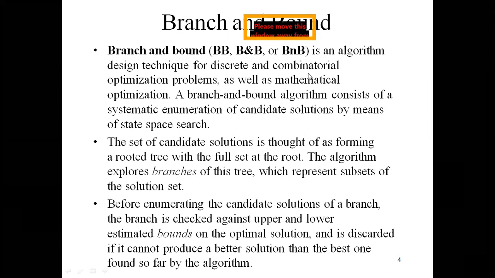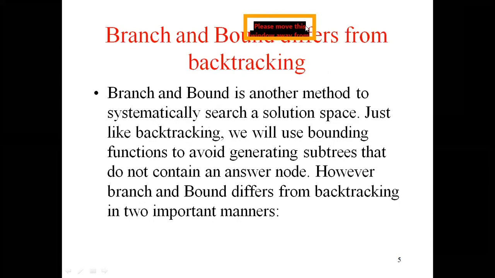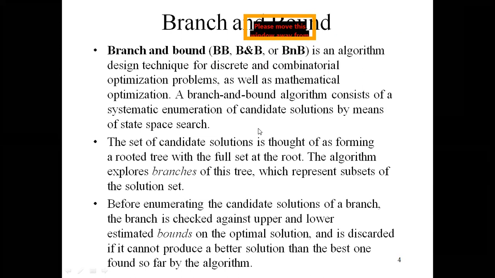For discrete and combinatorial optimization problems, for solving the optimization problems, we are using the branch and bound technique, as well as mathematical optimization. So these are used for discrete and combinatorial optimization problems, as well as mathematical optimization techniques. So a branch and bound algorithm consists of a systematic enumeration of candidate solutions by means of state space sets.